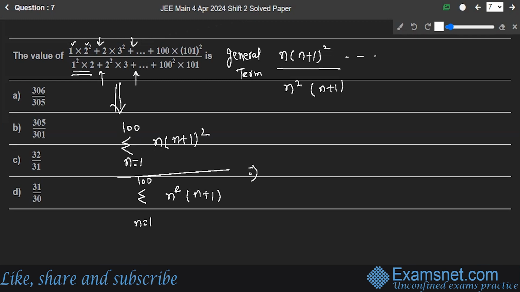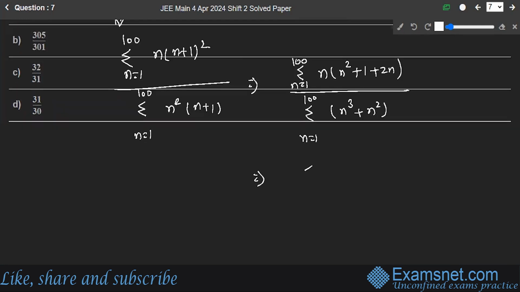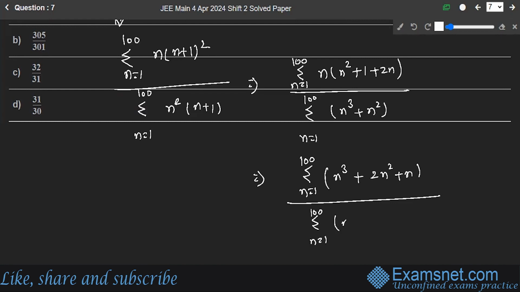Let's first of all open the numerator. You will have summation n equal to 1 to 100 of n(n^2 + 1 + 2n). This is n^3 + n^2. Now this will be further equal to summation n equal to 1 to 100 of (n^3 + 2n^2 + n) divided by summation n equal to 1 till 100 of (n^3 + n^2). Right. Now let's discuss some formulas again.